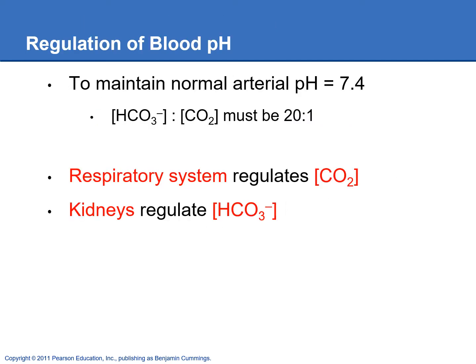In order to maintain a normal arterial blood pH of 7.4, the ratio of bicarbonate ions to carbon dioxide must be 20:1. You don't need to memorize that ratio. But it's important to remember that the respiratory system is going to regulate the carbon dioxide levels, which makes sense because you can either increase your respiration or decrease it, and that will affect the carbon dioxide levels. And then the kidneys are going to regulate the bicarbonate ion levels.